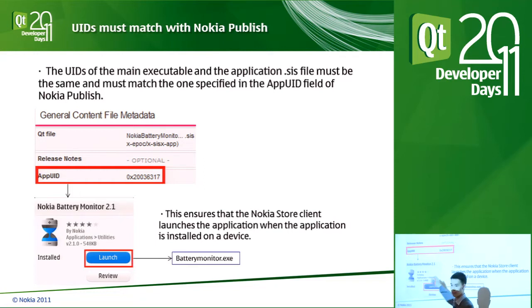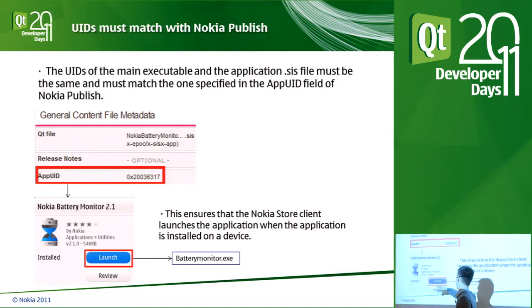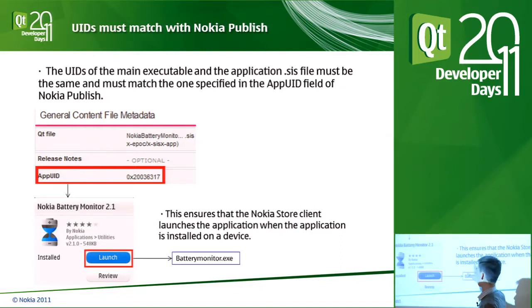So in this case of the battery monitor, the application uses the UID ending in 317. And so in the Nokia Store client, when users click on the launch button, it will try to launch the executable that is mapped to this particular UID.